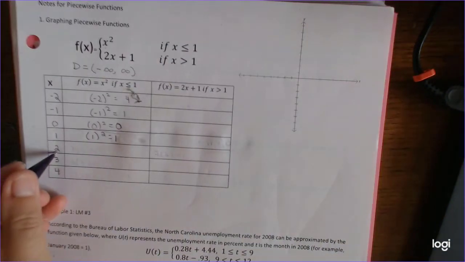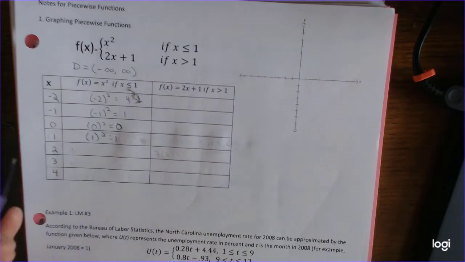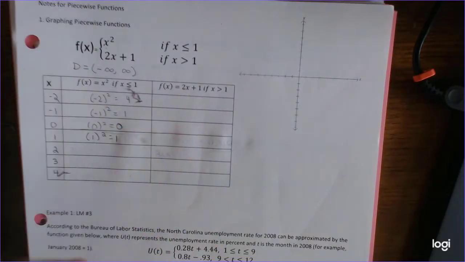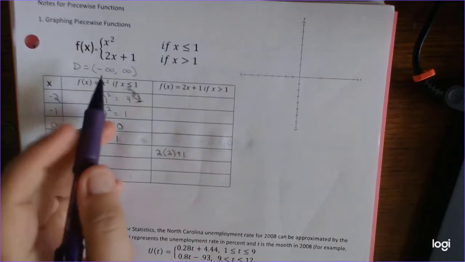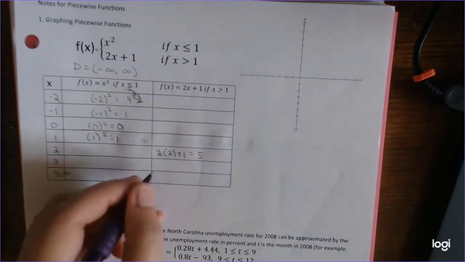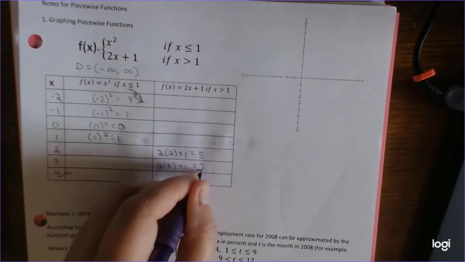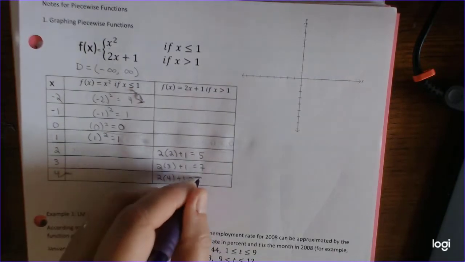Now when x is 2, x is greater than 1, you have to use the bottom equation, so when I evaluate x is 2, I have to use the second part of the piecewise, and I'll need to write it over here. So 2 times 2 plus 1 would be 5, and 2 times 3 plus 1 would be 7, and 2 times 4 plus 1 would be 9.